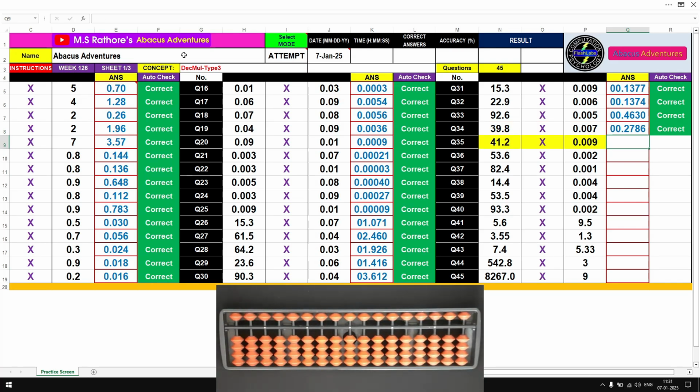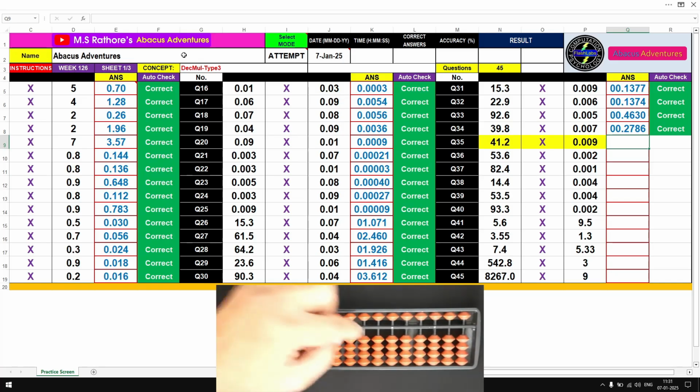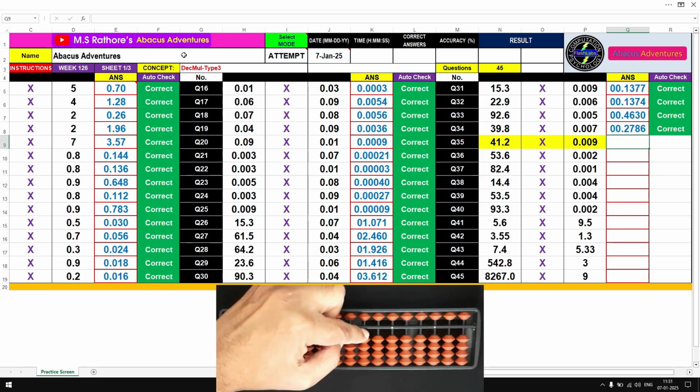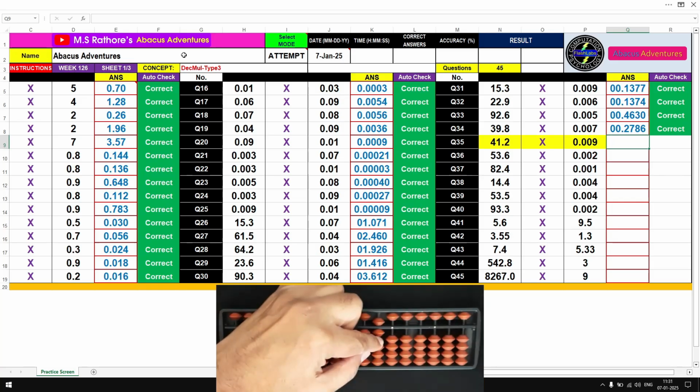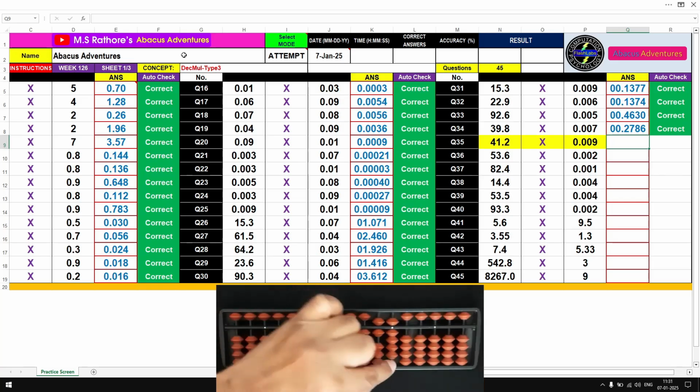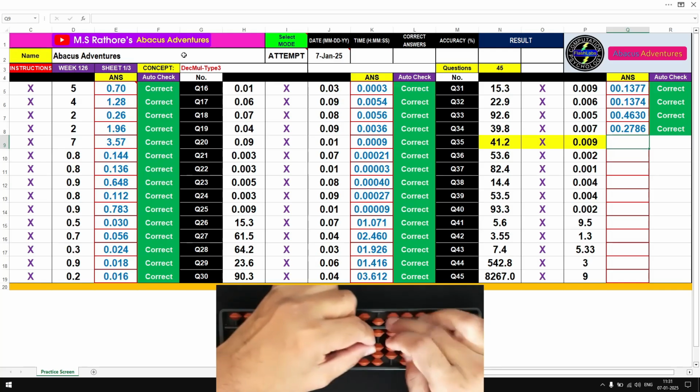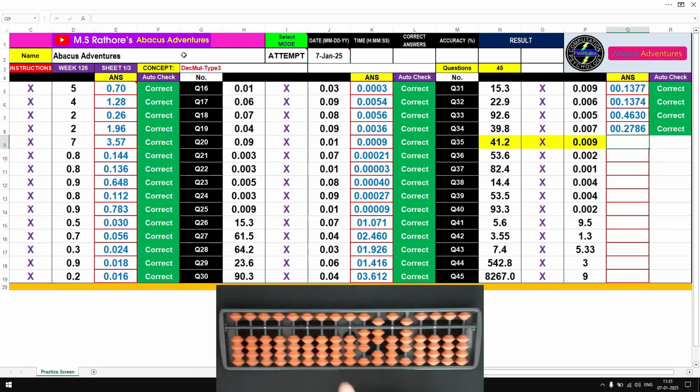Question number 35, 41.2 multiplied by 0.009 beginning from rod number 0. 9 4s are 36, 9 1s are 0, 9, 9 2s are 18, and the answer is 00.3708.